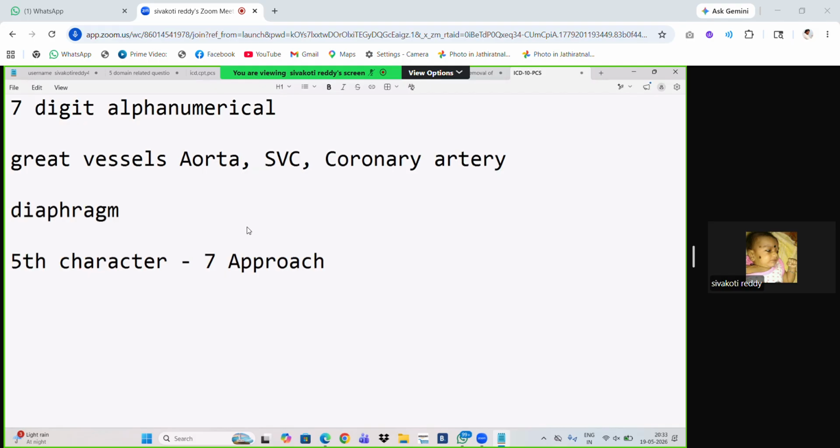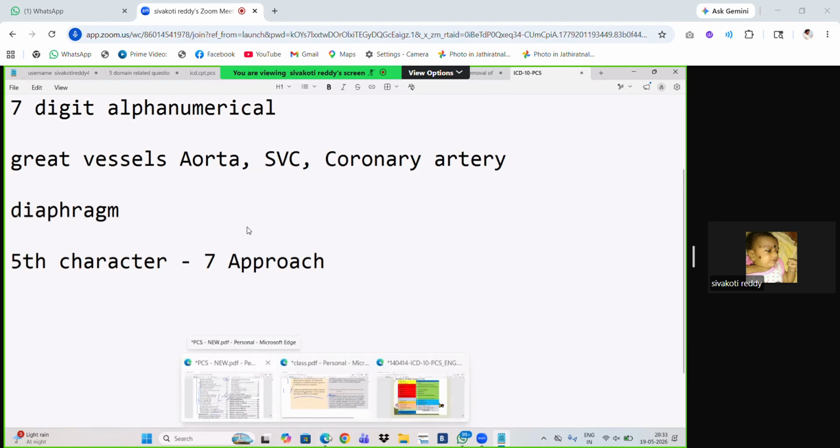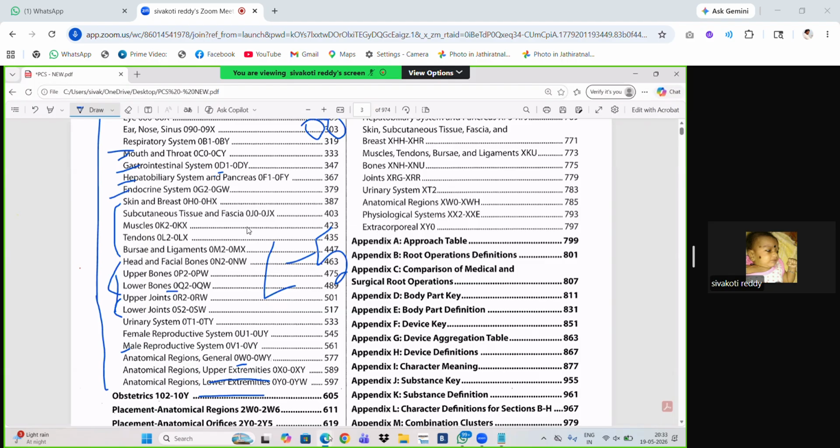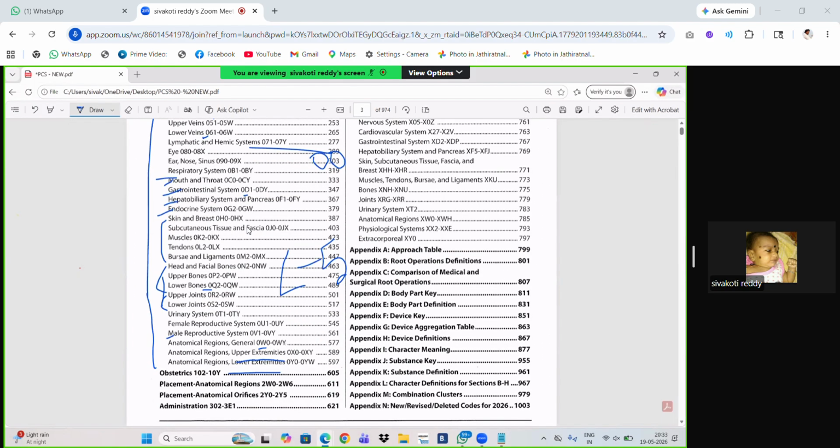Okay, we need to learn about these 7 approaches, guys. These are the most important in the PCS code, fifth character. If you identify proper approach, we can easily eliminate the options. Where we can find these approaches in the PCS book? If you open the table of contents, come to the appendix A.